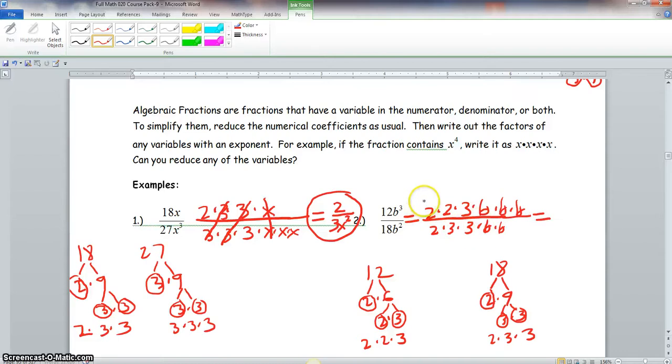Now we simplify. One set of 2 simplifies out. One set of 3 simplifies out. And then with our b's, we had 2 sets of b's that simplify out. So our numerator would be 2b, and then our denominator would just be 3.